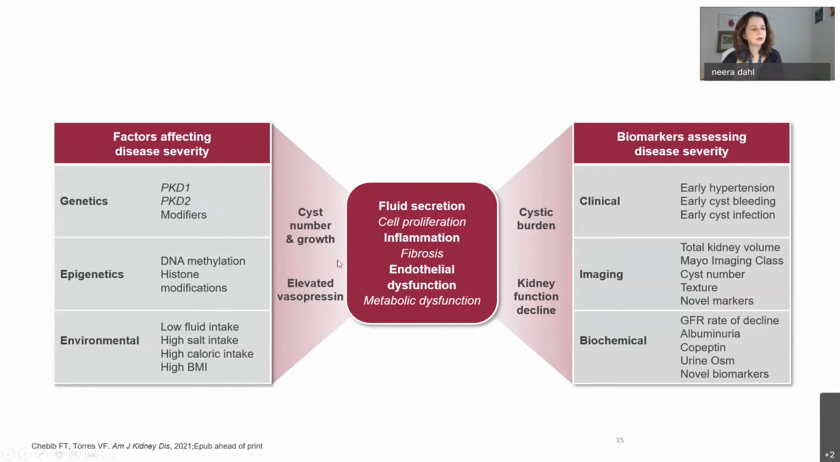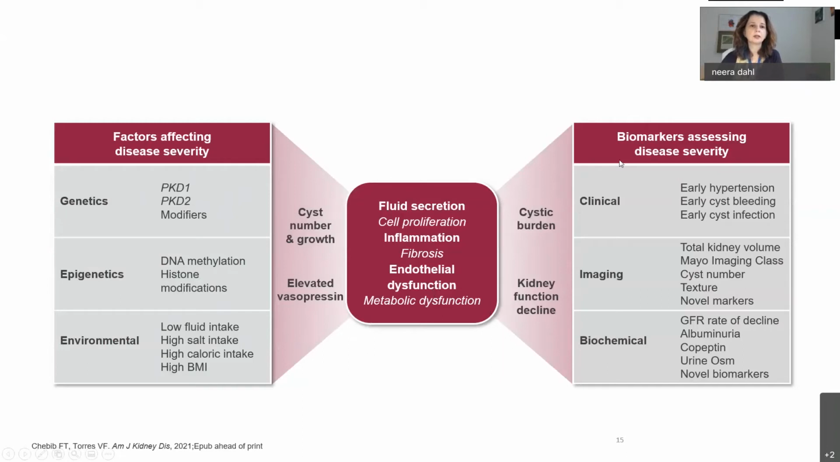All of these eventually lead to a state in which vasopressin is elevated, and this triggers increased cyst growth and increased cell proliferation, inflammation, fibrosis, and endothelial dysfunction. And something that's really being better understood more recently is the metabolic dysfunction that's part of ADPKD.